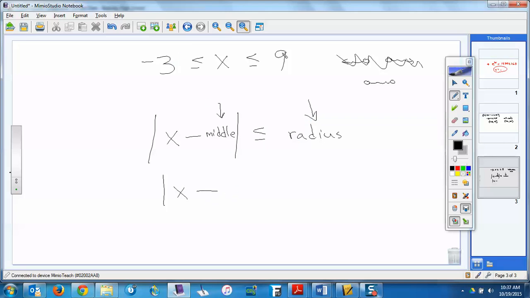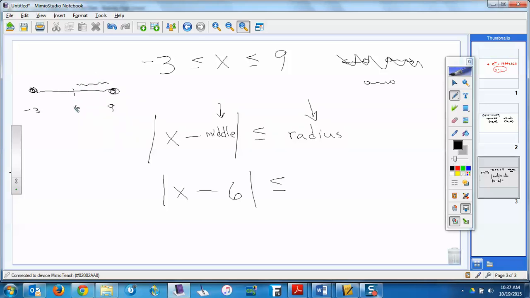Because what's the middle of this interval? What's in the middle? The whole interval is 12. 3. So is 3 in the middle? Yeah. It's 6 away from both edges. So this would be x minus 3 is less than or equal to, and now when I say the radius, so here would be negative 3, here would be 9 if we were doing a number line. 3 is right here in the middle, so what's the radius?